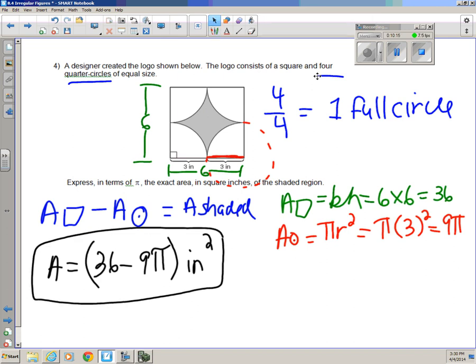Okay, so that's it. So you need to just be careful. Do they want area? Do they want perimeter? Do I round my answers? Do I not round my answers? So that should be good for the homework.